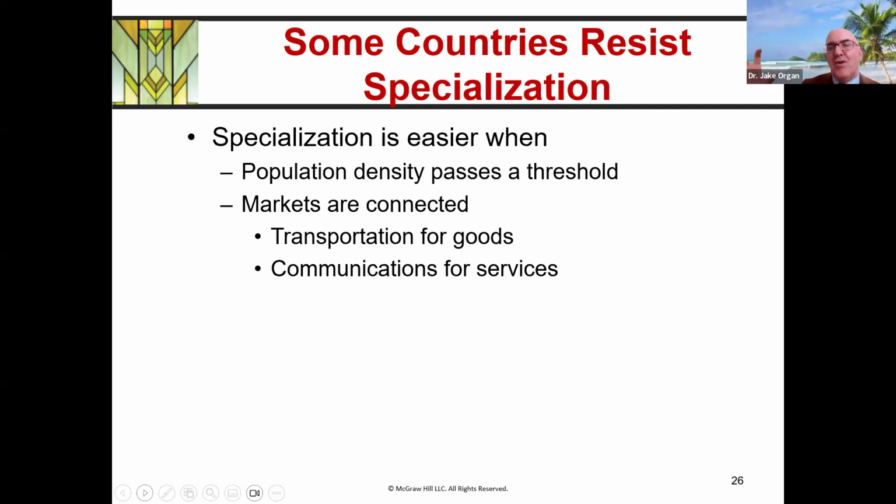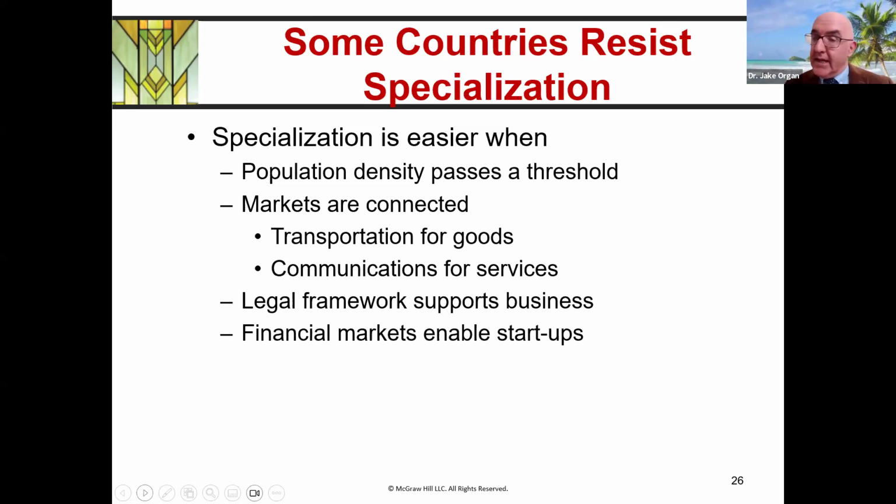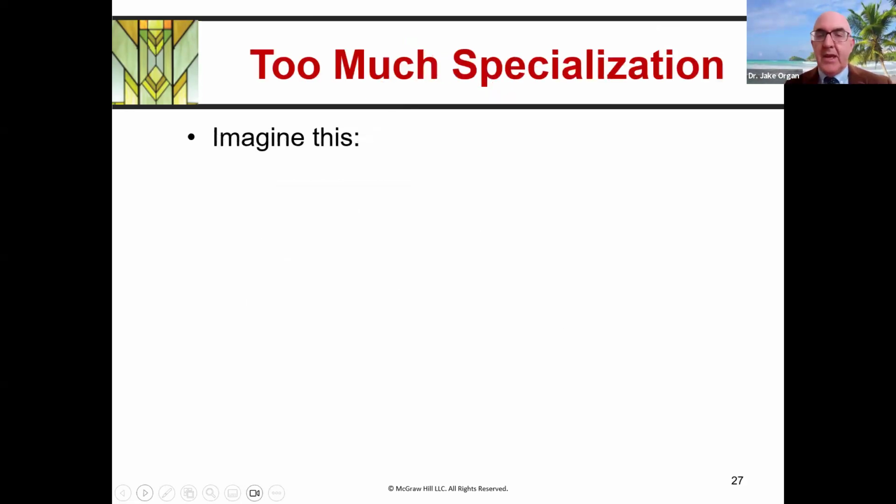So they had to build this enormous pipeline to the Gulf of Guinea to be able to ship that oil. And sometimes countries don't particularly have a good legal framework that supports business, and that whole sort of system. But at the same time, there can be too much specialisation.